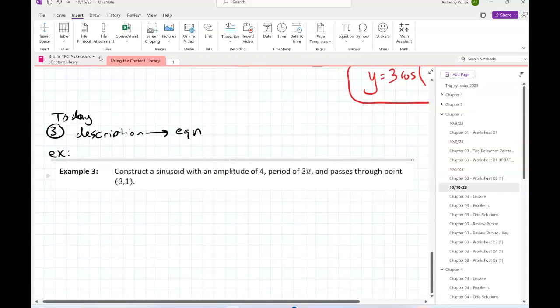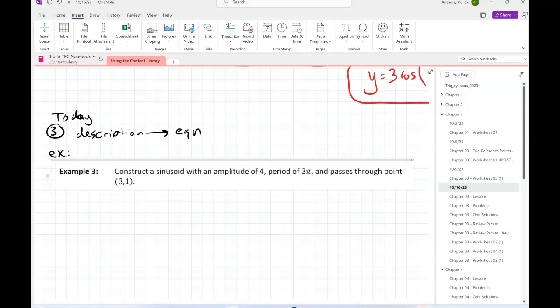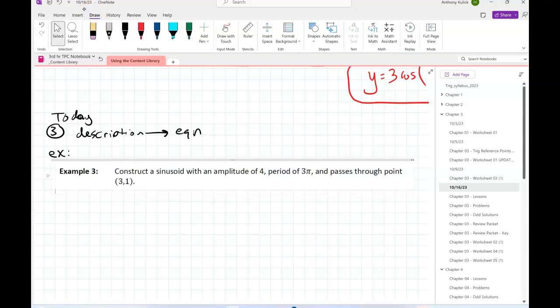So here it says, construct a sinusoid with an amplitude of 4, period of 3 pi, and passes through the point (3, 1). When we say sinusoid, what is it asking for? It's asking for a sine or cosine function, right? It doesn't care which one.